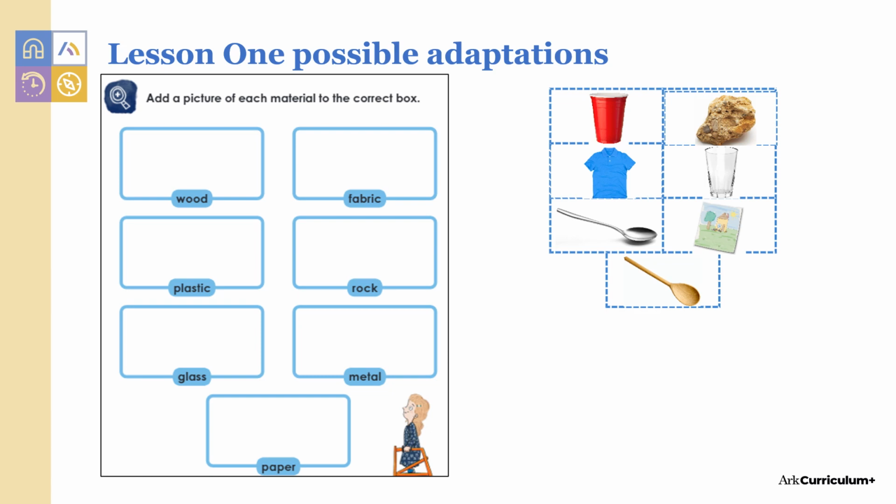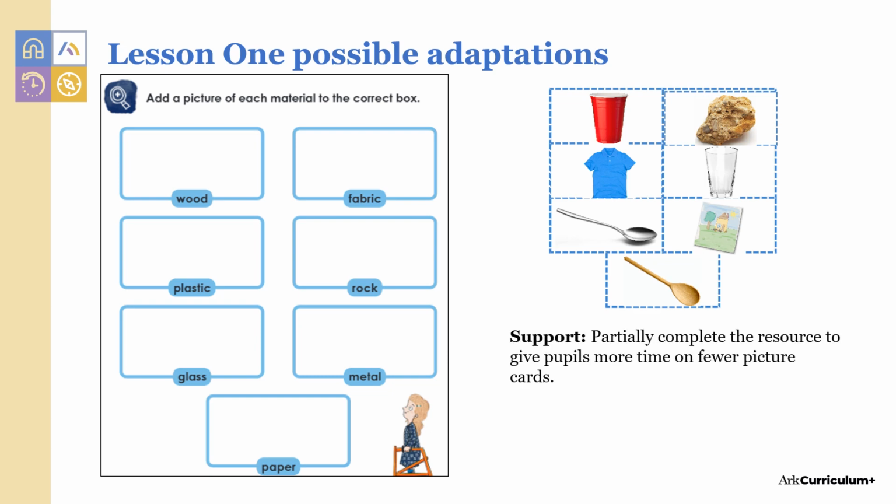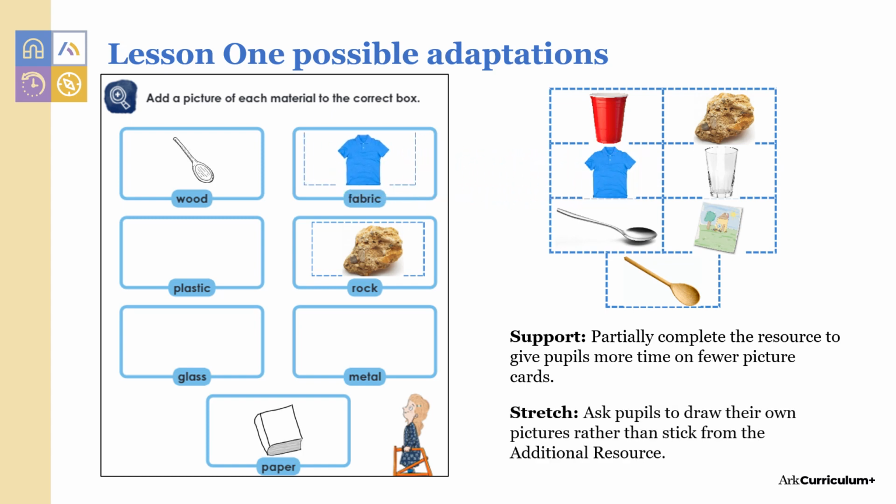In this activity here, pupils need to add a picture of each material to the correct box. Pupils are given an additional resource with the images already on them that need to be cut and stuck in. To support pupils, you could partially complete the resource to give pupils more time on fewer picture cards. To stretch pupils, you could ask pupils to draw their own pictures rather than stick them in from the additional resource.